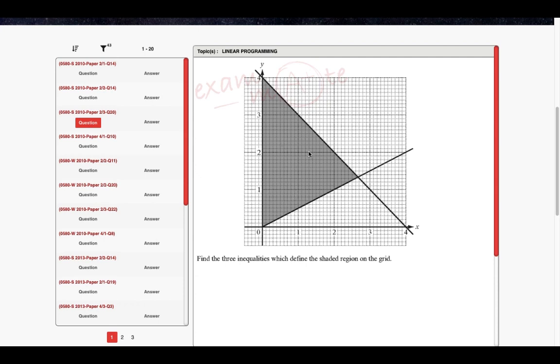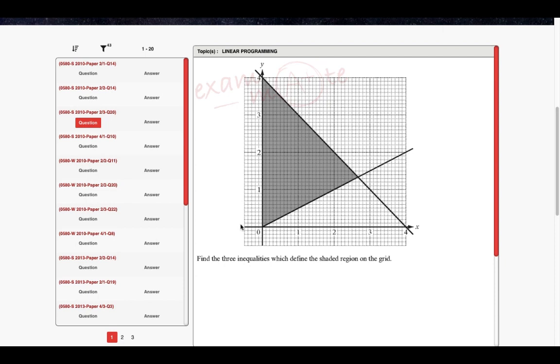That's the first inequality. Is that okay? Why do we use greater than or equal to? Because it's a solid line. If it was a broken line, we would have just said x is greater than 0. But the first inequality is x is greater than or equal to 0. Is that okay? Are you with me? Okay. Let's see this one.